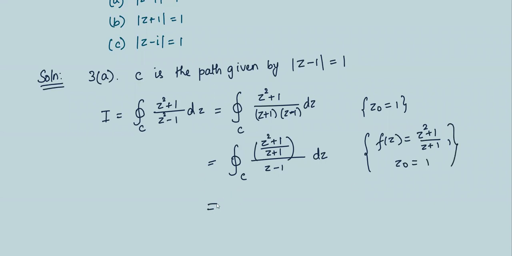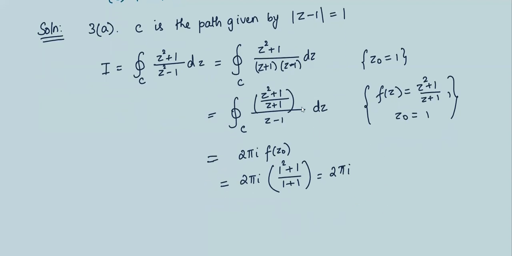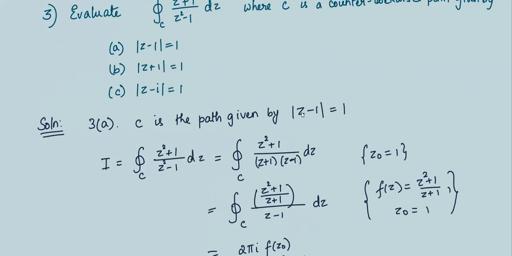So according to Cauchy's integral formula, this will be 2 pi i into f of z naught. So this is 2 pi i times (1 square plus 1) by (1 plus 1). So 2 by 2, 1. So the answer is 2 pi i. This is the answer for the first case.